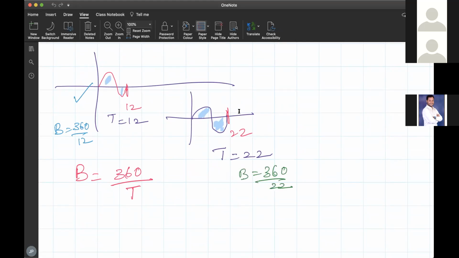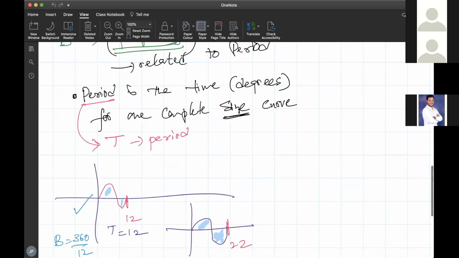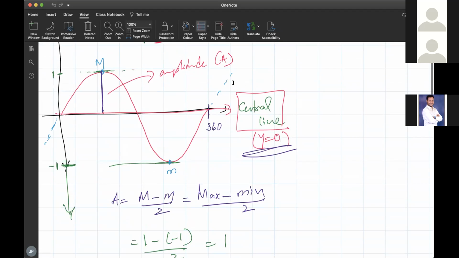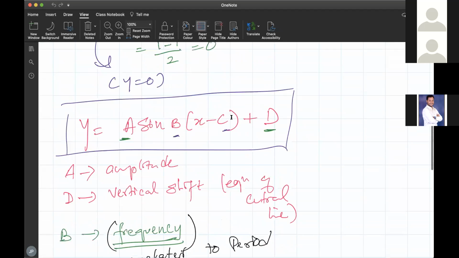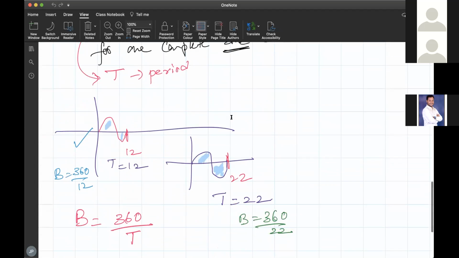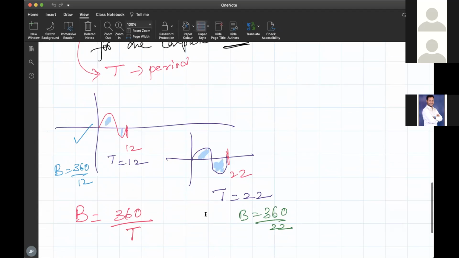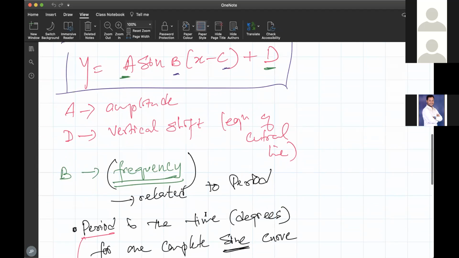So B is what we call the frequency or the number of sine waves. How many sine waves are you going to see? The parent function of sine says that's one complete wave in 360 degrees. So there's a relationship between period and B: B is 360 over T. Okay? So that takes care of A, B, and D.